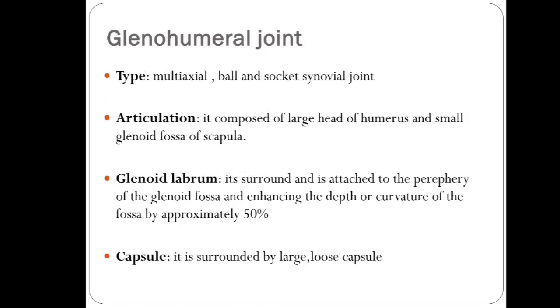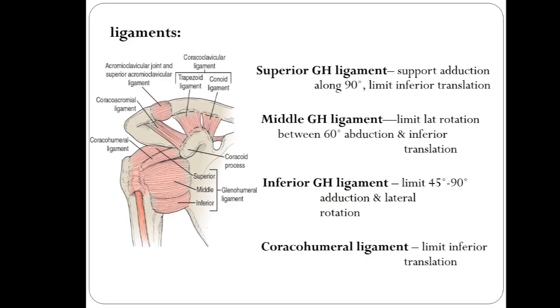Next, we have the glenohumeral joint, which is a multi-axial ball and socket synovial joint. It is composed of the large head of the humerus and the small glenoid fossa of the scapula. The labrum surrounds and attaches to the periphery of the glenoid fossa, enhancing the depth or curvature of the fossa by 50%. It is surrounded by a large loose capsule. Ligaments: superior glenohumeral ligament, middle glenohumeral ligament, inferior glenohumeral ligament, and coracohumeral ligament.